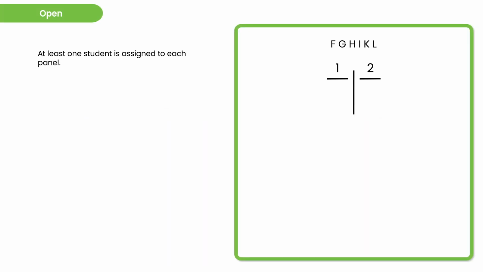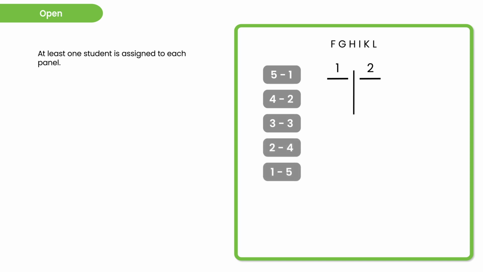So in this game, we've got, let's say, 2 teams, team 1 and team 2, 6 players, F, G, H, J, K, and L, and they tell us at least 1 student is assigned to each panel. Well, numerically, lots of things can happen at this point. We could put 5 and 1 and 1 into 2. We could put 4 into 1, 2 into 2, 3 and 3, 2 and 4, 1 and 5. Lots of different things that can happen numerically. But usually they don't all work out by the time you get done with the rules.